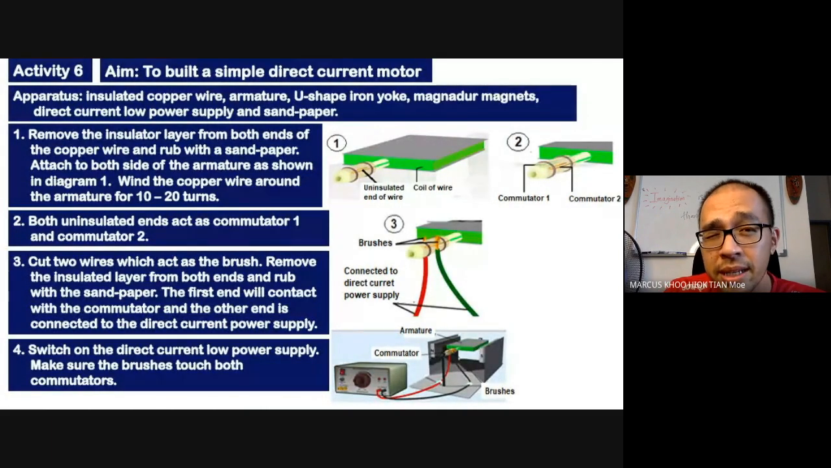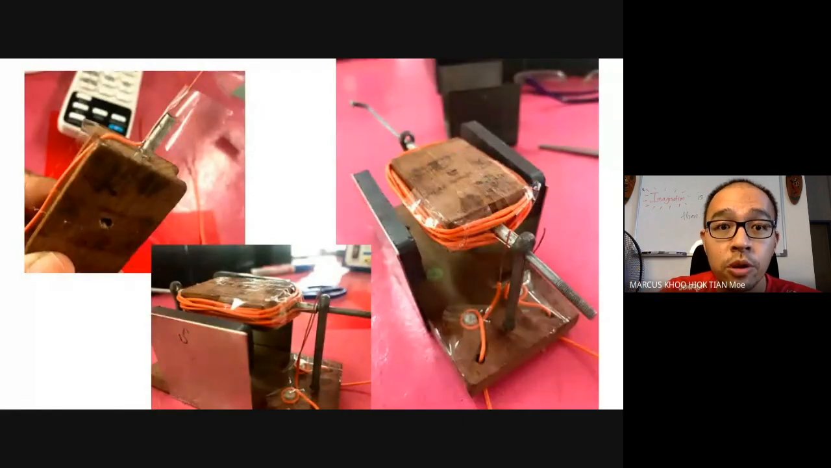Okay, I guess wire is easy. Armature is not necessarily, but you need the magnets. And it has to be strong enough to be able to produce that movement. But this is how the simple motor will look like.